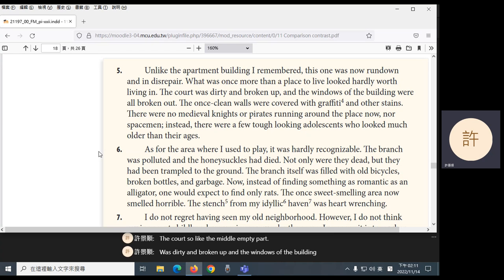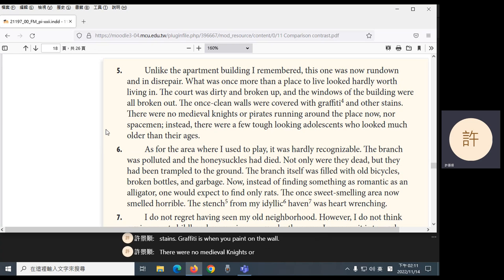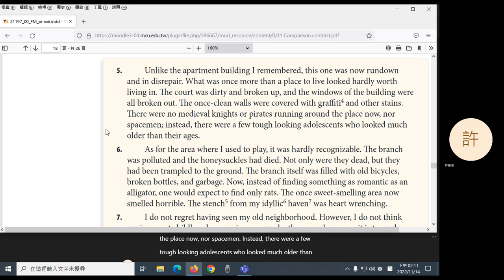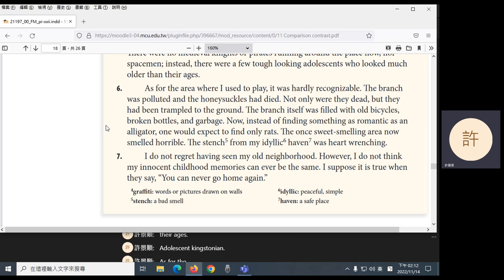The court, so the middle empty part, was dirty and broken up, and the windows of the building were all broken out. The once clean walls were covered with graffiti and other stains. Graffiti is when you paint on the wall. There were no medieval knights or pirates running around the place now, nor spacemen. Instead, there were a few tough-looking adolescents who looked much older than their ages. Adolescent, 青少年. As for the area where I used to play, it was hardly recognizable.